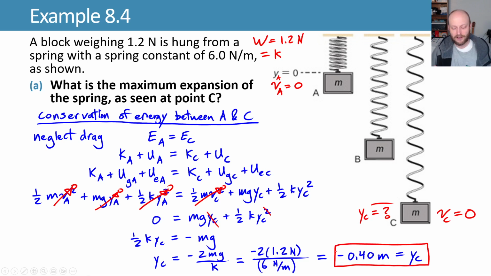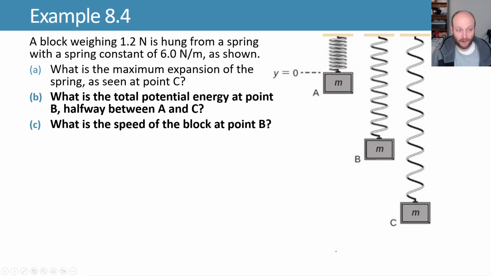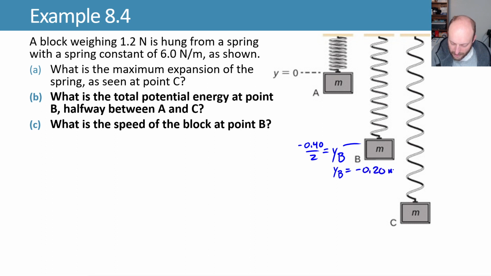Just using conservation of energy, we were able to figure out how far this thing would stretch from its original unstretched position. There's more. What about the potential energy at point B halfway between? Let's consider this point B. This is halfway between, so if I have negative 0.4, then this will be negative 0.4 divided by 2, or yB is equal to negative 0.2 meters.